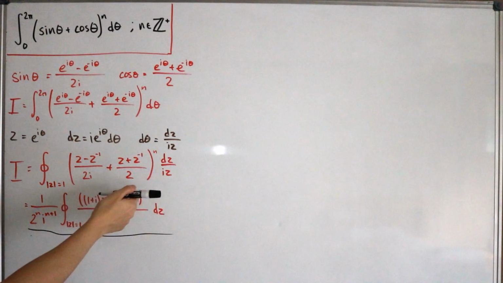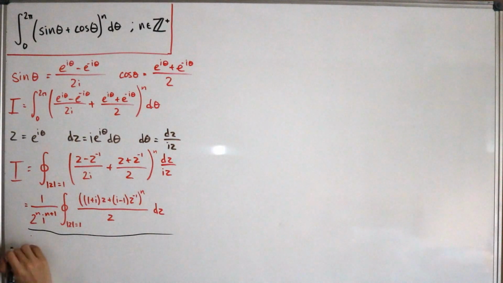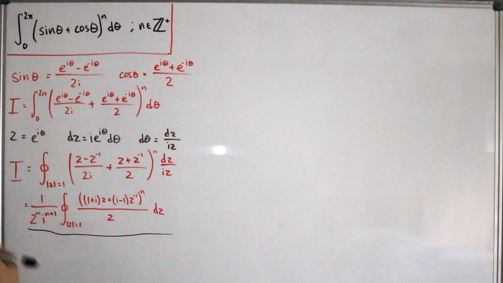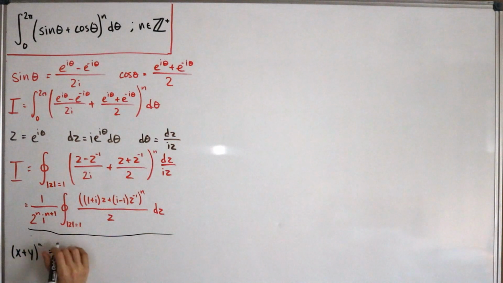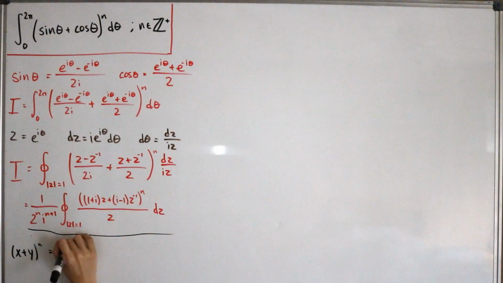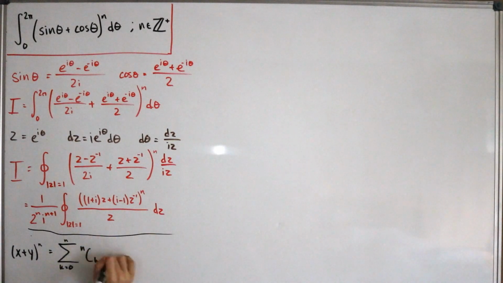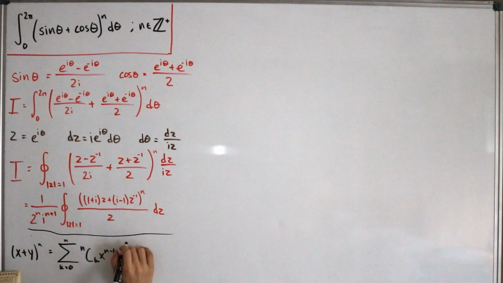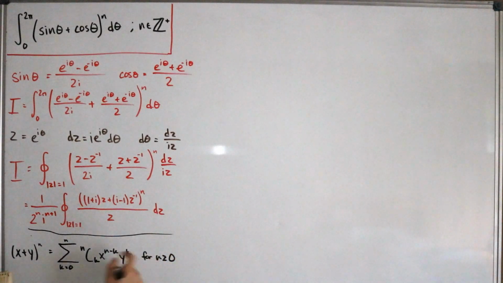Because we have something to the power n, all within that quantity, we can now use the binomial theorem. The binomial theorem states that, in the world of complex analysis, for complex numbers, x plus y to the power n is simply equal to the sum with top index n and k equal to 0 of n choose k, the binomial coefficient, times x to the power n minus k multiplied by y to the power k. And this is for n greater than or equal to 0. This is the binomial theorem.